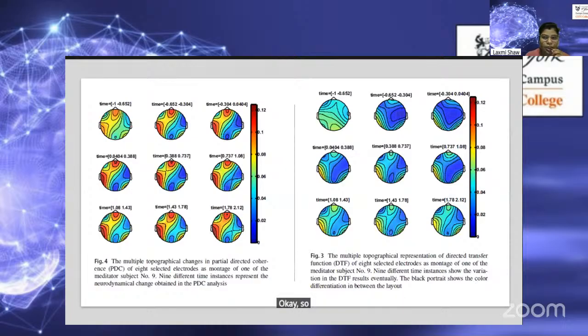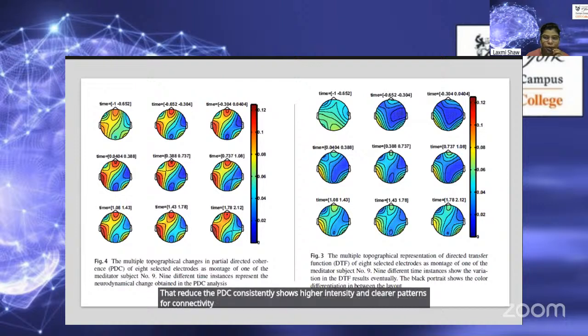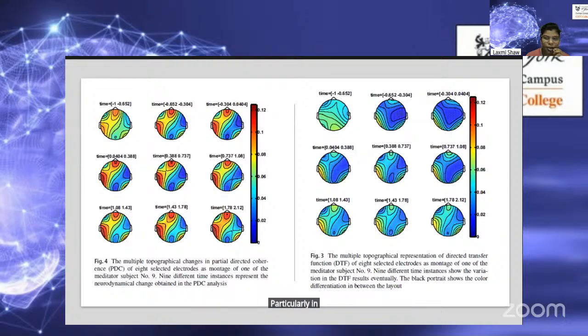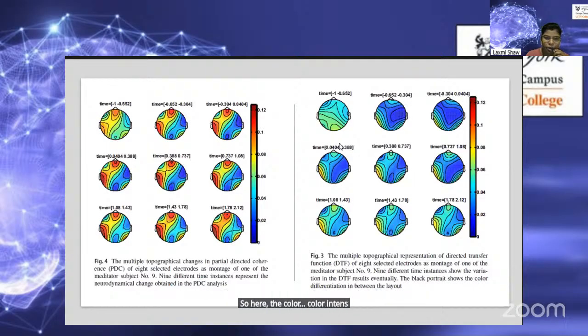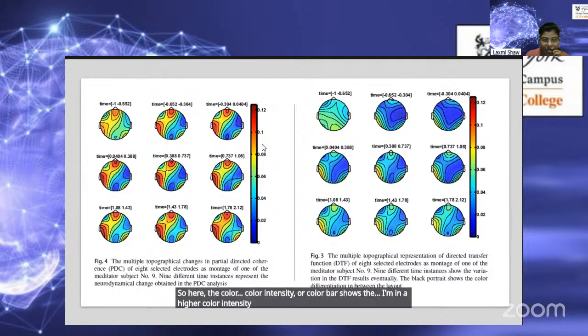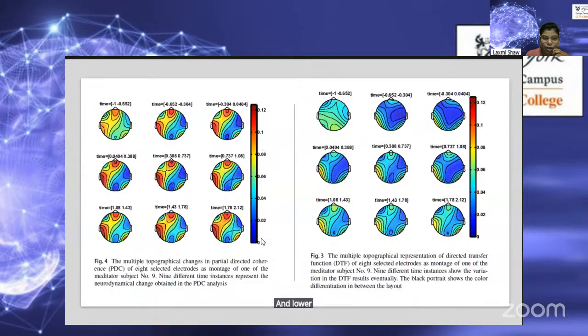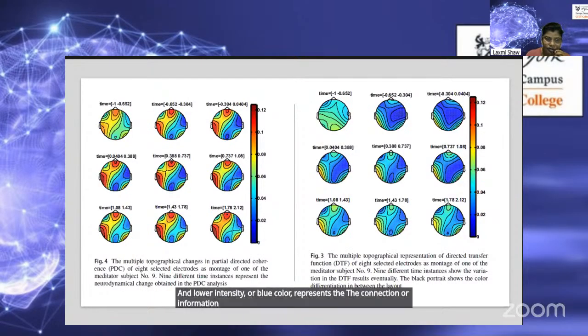Okay, so this slide shows the visual inspection of the topographical plots, which reveals that PDC consistently shows higher intensity and clearer patterns for connectivity estimations, particularly in the frontoparietal regions, compared to the directed transfer function. Here the color bar shows that a higher color intensity indicates a higher connection, and lower intensity or blue color represents that the connection or information flow is less.